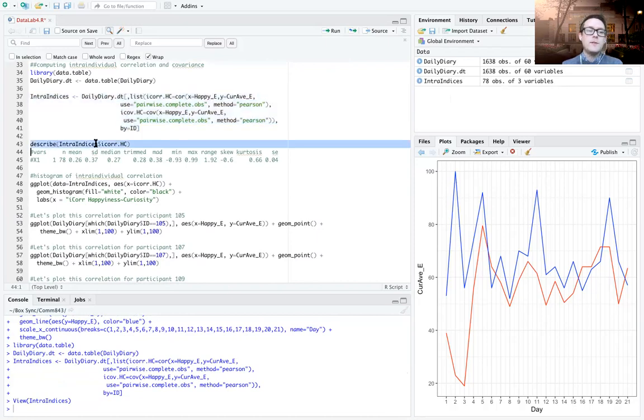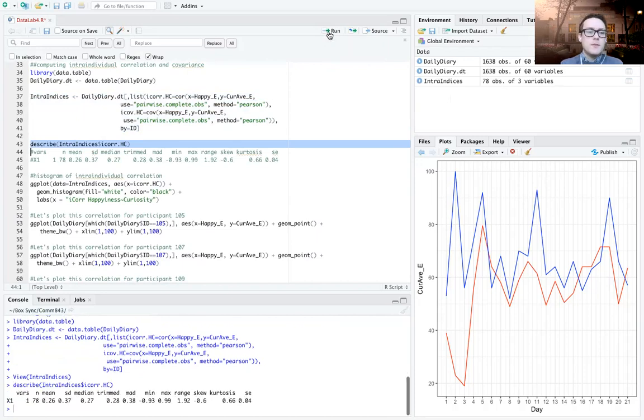OK, so let's go ahead and describe this intra-individual correlation using a call that we've used previously. So the describe call, you can see that the mean correlation is 0.26. And remember, your correlation is bounded between -1 and +1. So -1 means that there's a negative association between your two variables. As one goes up, the other tends to go down. +1 would be a positive association, where as one goes up, the other also goes up. And then 0 would mean that they're not speaking to one another. They're not moving up and down with one another at all.